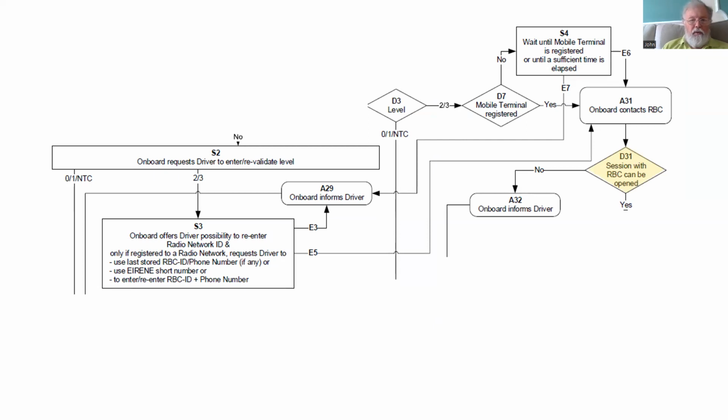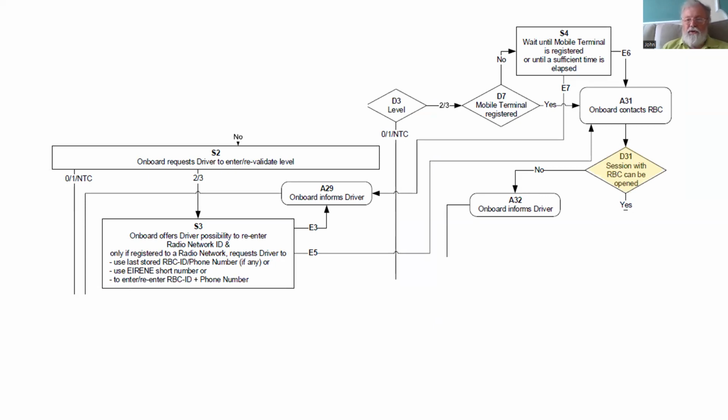And so we now get to the next stage, having got all the information, either entered by the driver or from the stored information, and we have a session with the RBC or not. And D31 is that decision box.